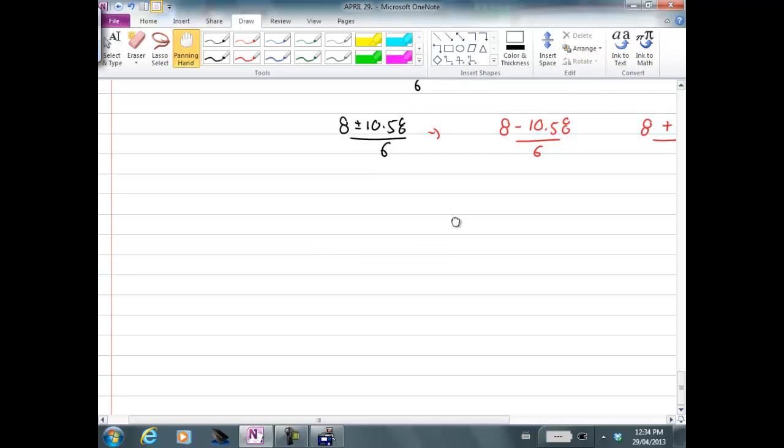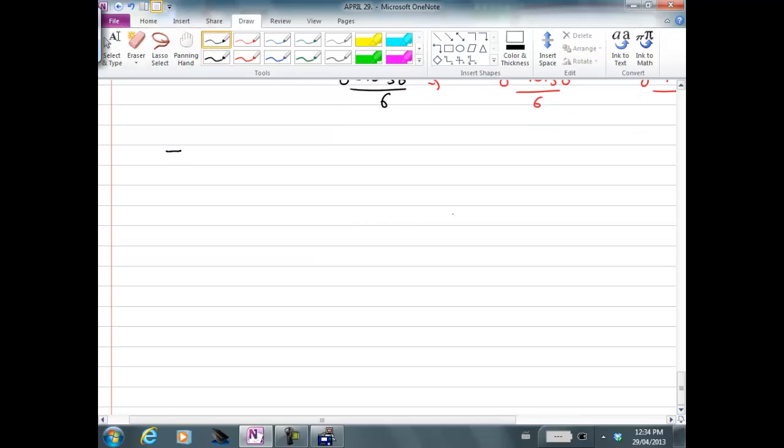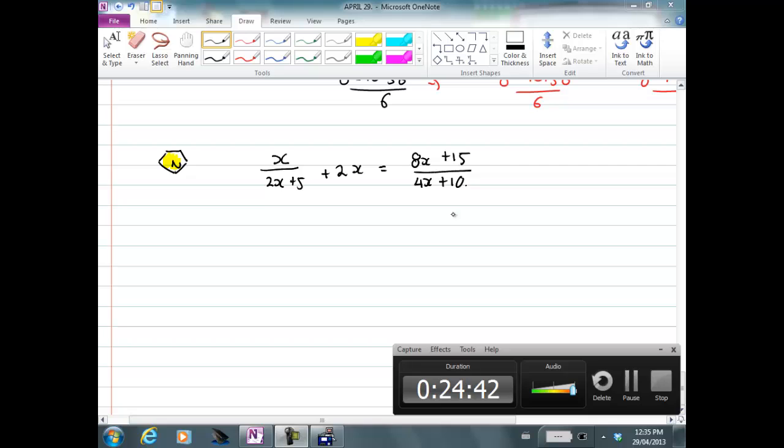But here is your super note question for today. Very simple. You're going to solve using algebra, meaning no graphing calculator is needed. Here is your question: x over 2x plus 5 plus 2x equals 8x plus 15 all over 4x plus 10. Solve algebraically. I'm going to pause it and let the games begin.